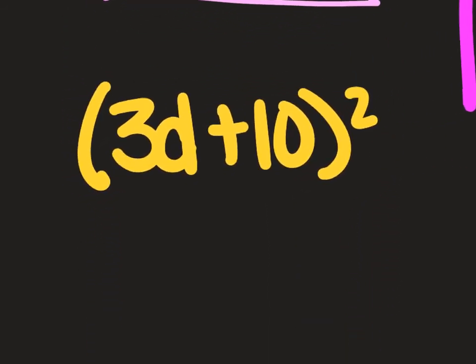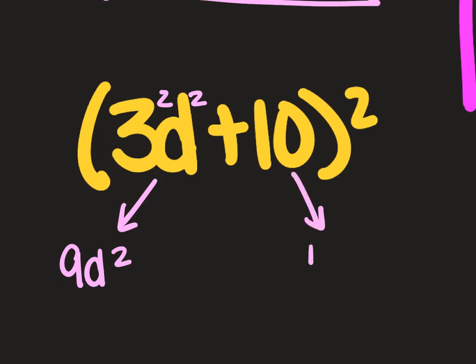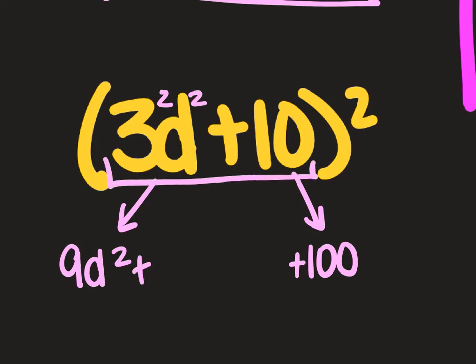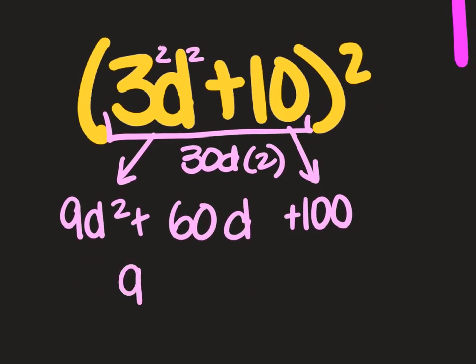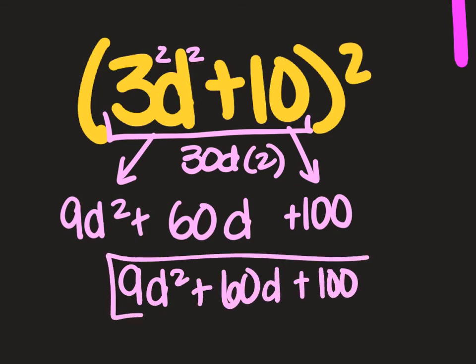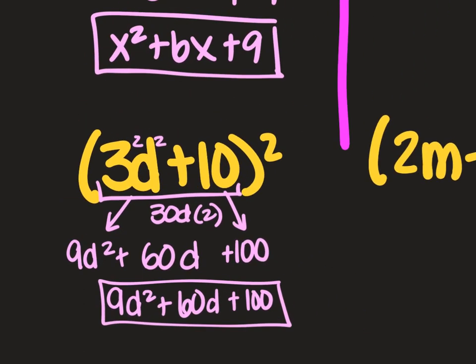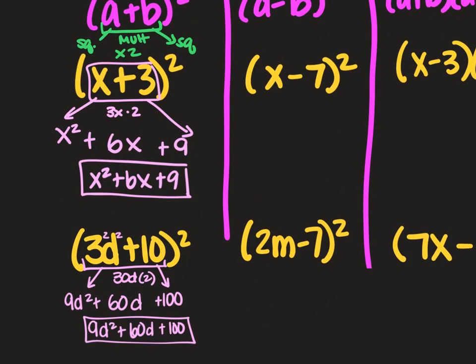All right, let's do it again. Square the first term. So 3 squared and d squared. 3 squared is 9d squared. Square the last term, which is 100. Now, multiply the two terms together. So 3 times 10 is, you get 30d times 2, which gives you 60d. So final answer of 9d squared plus 60d plus 100. And you're done. They're like the fastest ones to do. All right, so that was the sum of a square.